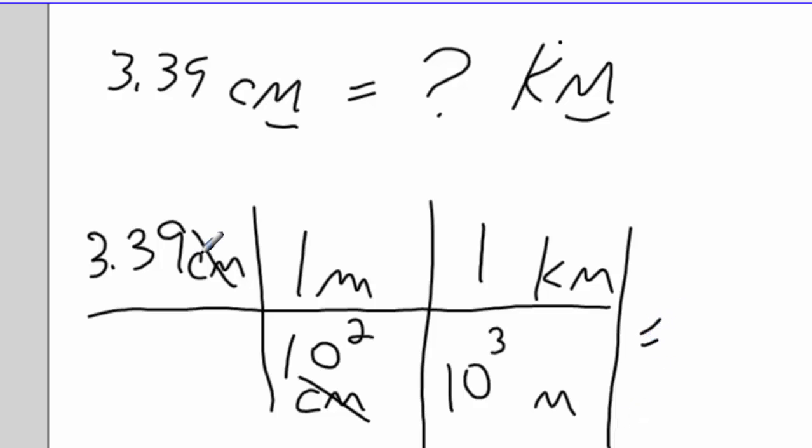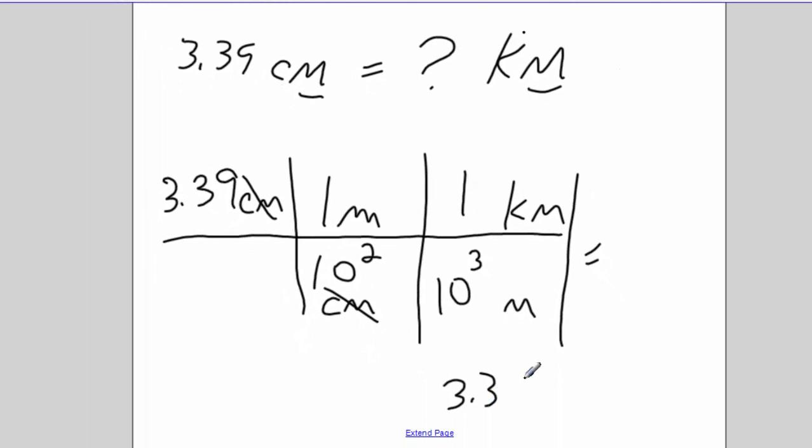So it's 3.39 centimeters divided by 100 divided by 1,000, which comes out to be 3.39 times 10 to the negative 5th kilometers. And sure enough, that's a tiny number. 10 to the negative 5th means 0.0000339, which is exactly what we figured at the beginning. So we know we've done it right.